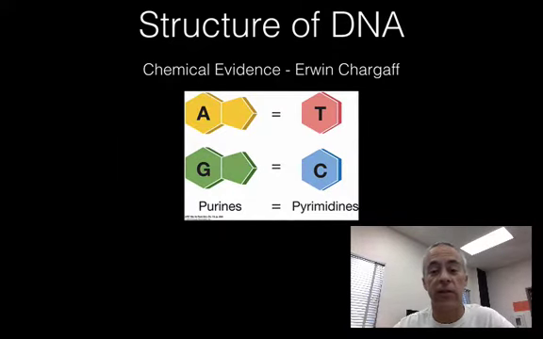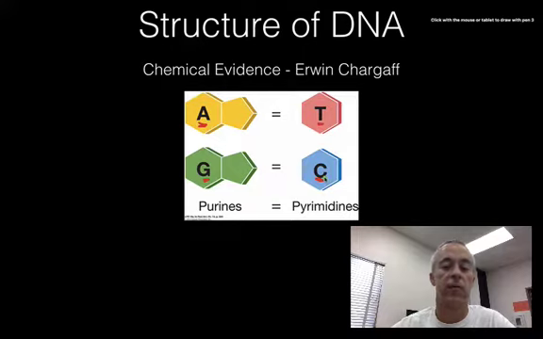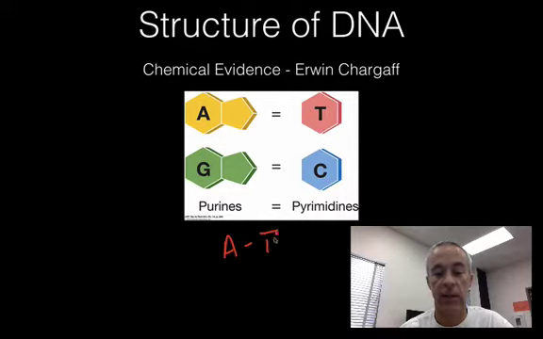The other major discovery was done by a scientist named Erwin Chargaff, and he discovered that in every sample of DNA that he looked at, the amount of adenine was always equal to thymine, and the amount of guanine was always equal to the amount of cytosine. And so he came up with what we now refer to as our base pairing rules, which say that A always pairs up with T, and C always pairs up with G.